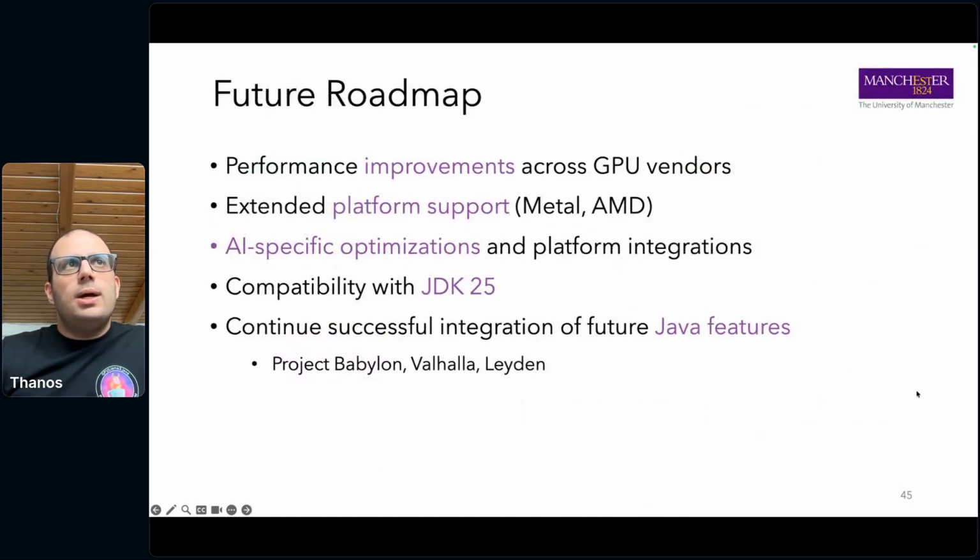So in our roadmap, we are continuing the work on optimizing the performance across different GPU vendors. We are extending the platform support with new backends and new integrations like Metal and AMD. And we are creating AI-specific optimizations and some new features that are coming in the API as well to enable these kinds of optimizations. We are working on compatibility with JDK 25, which is very important for us, and soon we will have a new release with that.